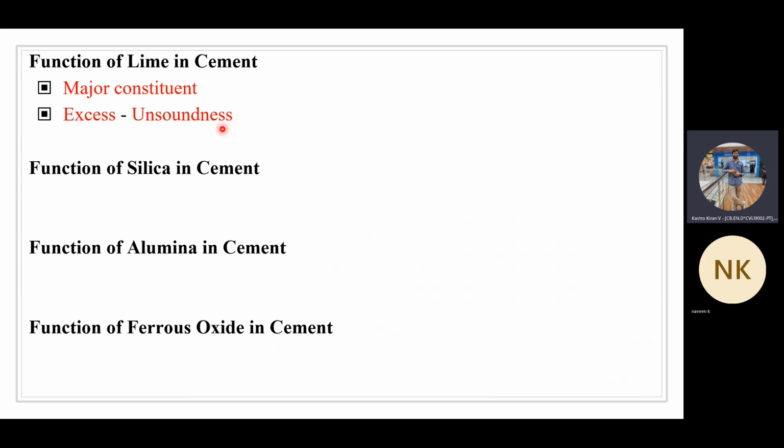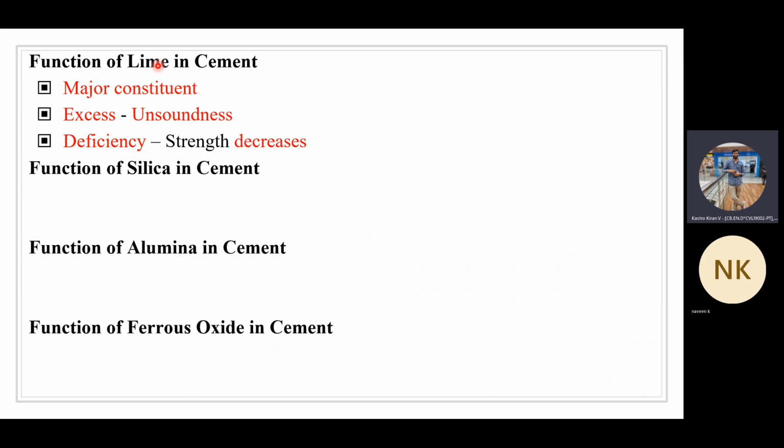Similarly, in concrete structures, when you use an excess amount of lime in the cement, it makes the concrete structure an unsound material. That means it will not give enough properties to the cement or to the structure. And when you have less lime content in the cement, it decreases the strength. Excess leads to unsoundness, deficiency leads to decreased strength. Both ways it is a problem. So you have to be very careful in maintaining the proper limestone content in the cement.